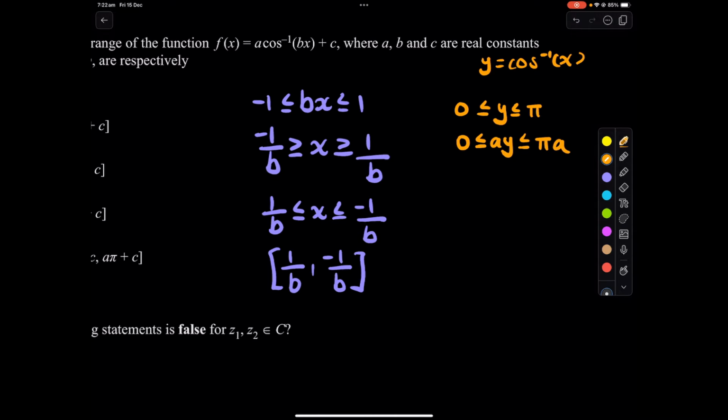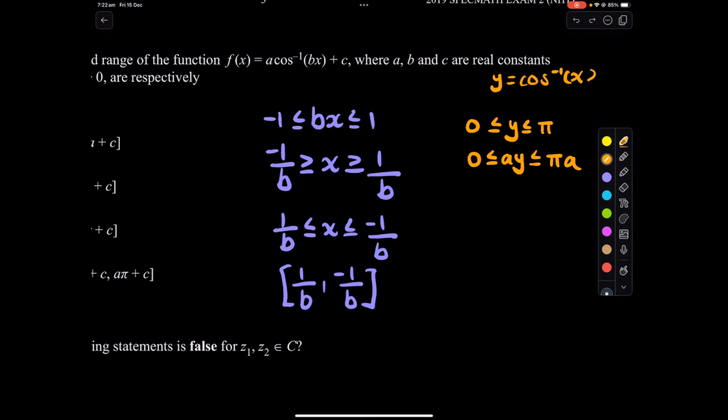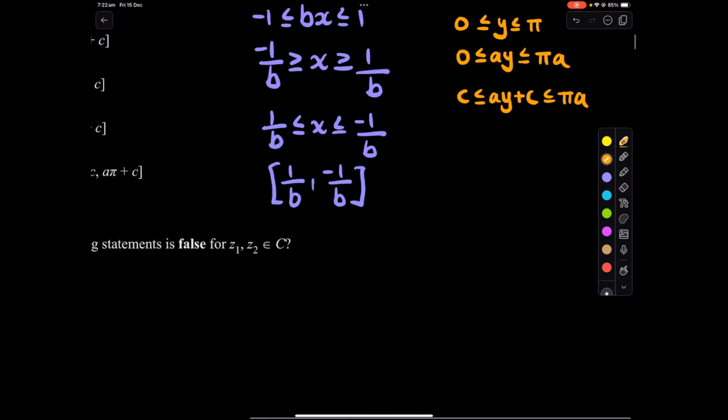Okay. And there's also a translation up, because remember c is greater than 0. So there's a translation up by c units. So the y values increased by c units. So this will be c. a pi plus c, pretty much plus c. Hence, this is your range.